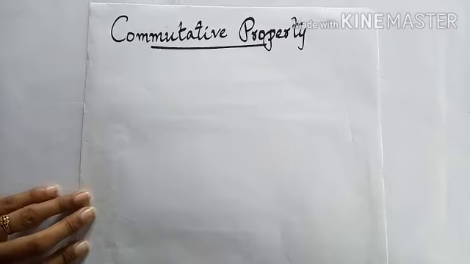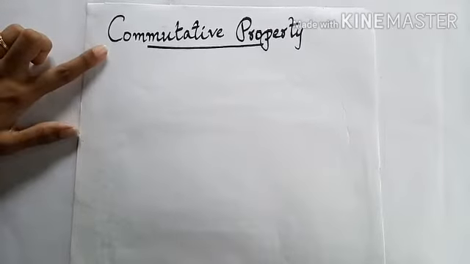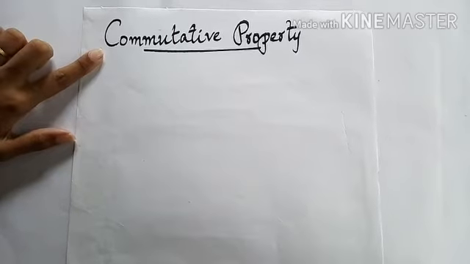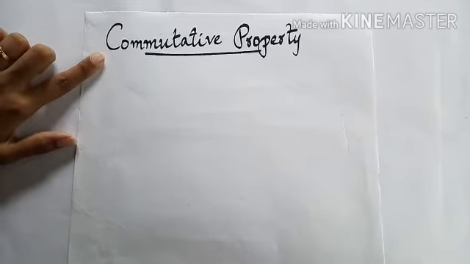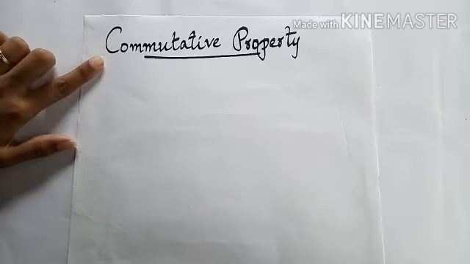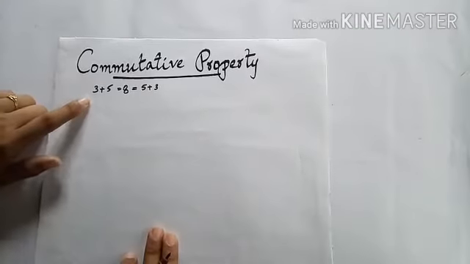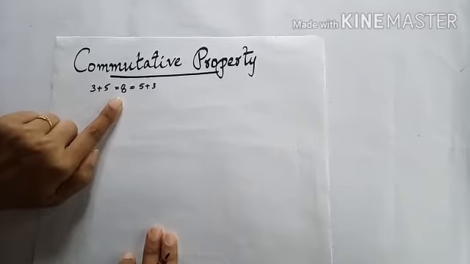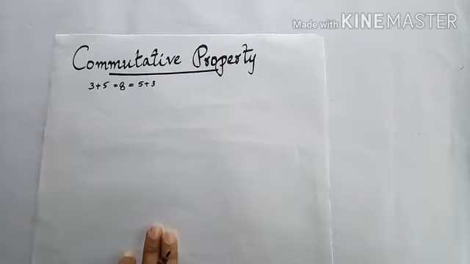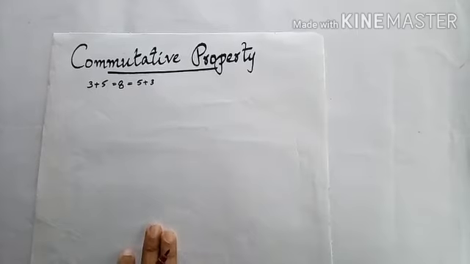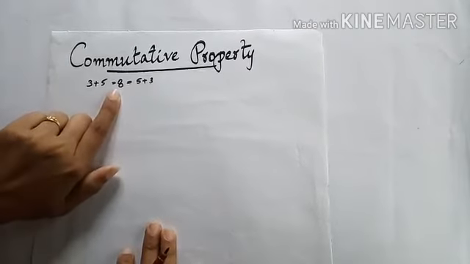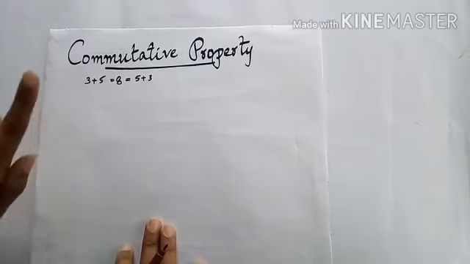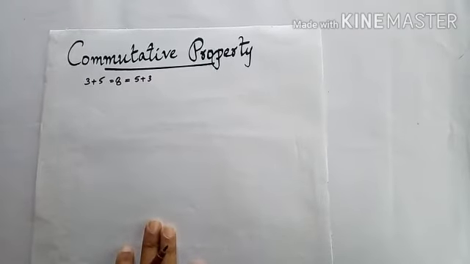Now let's study about the next property, which is the commutative property. We have already studied the properties of whole numbers. We know that addition is commutative for whole numbers. When we are adding 3 and 5, we get the result as 8. When we reverse the order, we again get the same result. So this shows that addition is commutative for whole numbers.